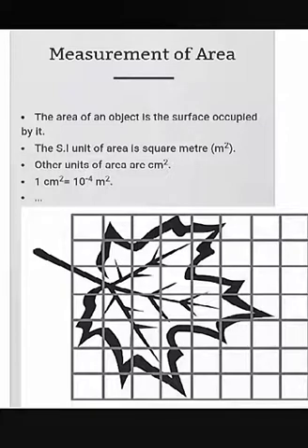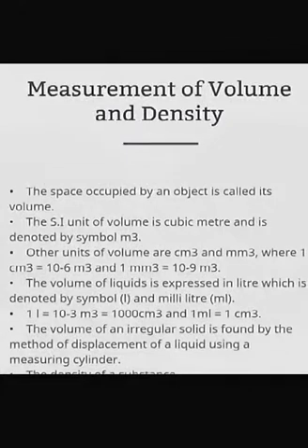If you want to find the area of an irregular figure, for that we need to use the graph. So you can use the graph and find the number of boxes that are completely covered by the leaf in this example. We also saw what is volume. Volume is the space occupied by the object. The SI unit of it is meter cube. 1 liter is 1000 centimeter cube and 1 milliliter is 1 centimeter cube. There are different units of volume that can be used and can be converted from one form to another.